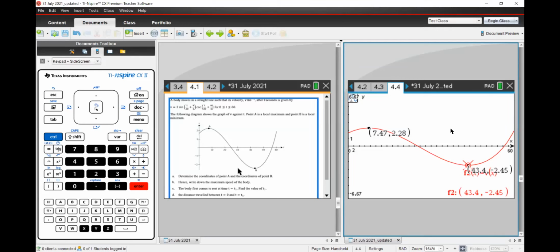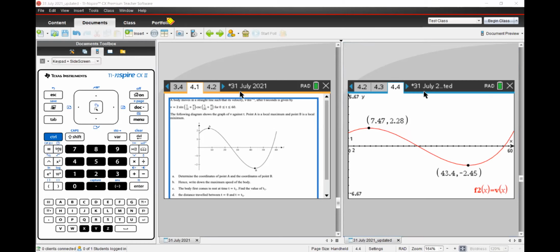And then the second part asks to write down the maximum speed of the body. So it asks the speed of the body. Now this is the velocity graph. Can anyone tell what would be the maximum speed over the period from 0 to 60 seconds? Anyone?